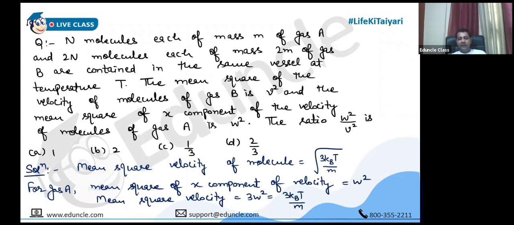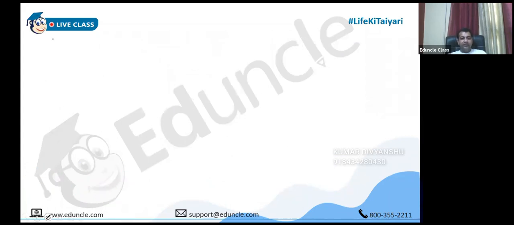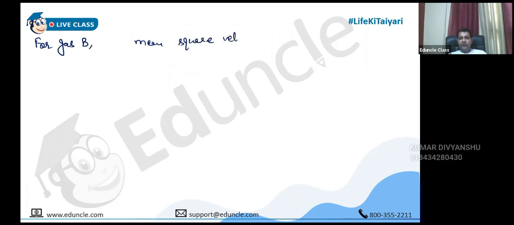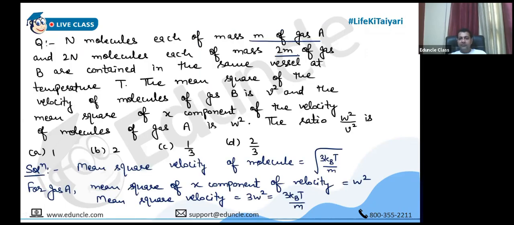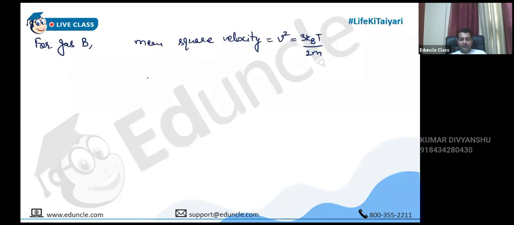Okay. So if we are getting something in the X direction, the same will be true for Y and Z. Now, what about gas B? For gas B, we already know the mean square velocity. It is V square, but the mass is now 2m. Yes, 2m. So it will be 3kT by 2m.